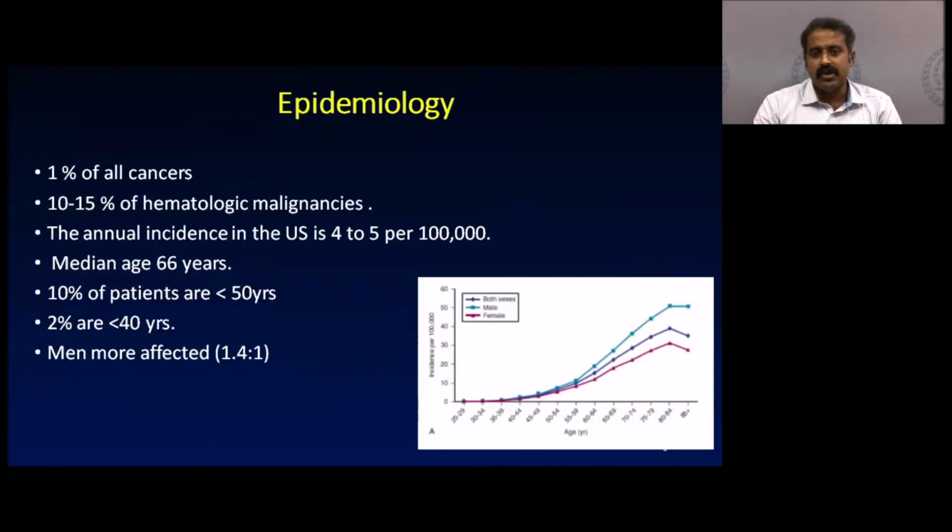If you look at the epidemiology of multiple myeloma, this is data from the West. It comprises around 1% of all cancers, and 10 to 15% of hematological malignancies are multiple myeloma. We have data of incidence from the US. It's around 4 to 5 per 100,000. It is usually found in the 6th and 7th decade, but rarely patients can be seen in the younger age group. 10% of patients are less than 50, and very rarely, 2% of them are less than 40. Men are more affected than females.